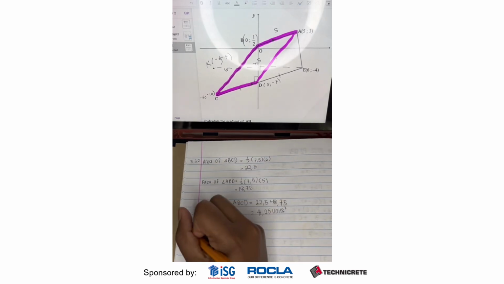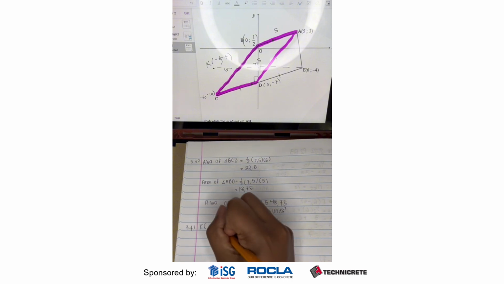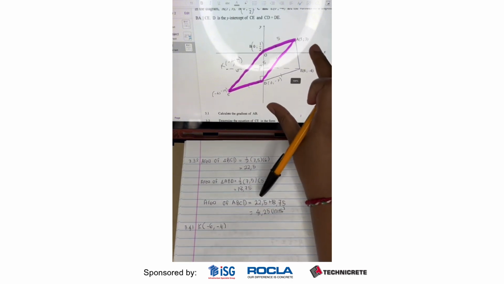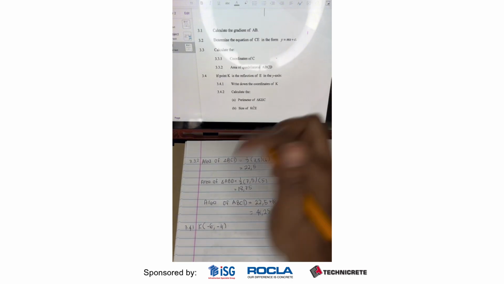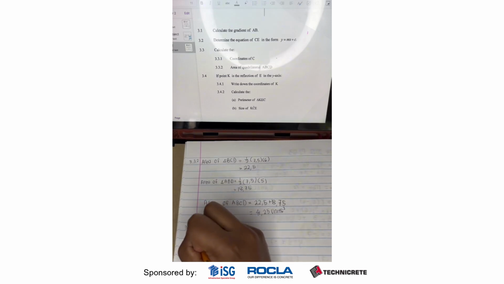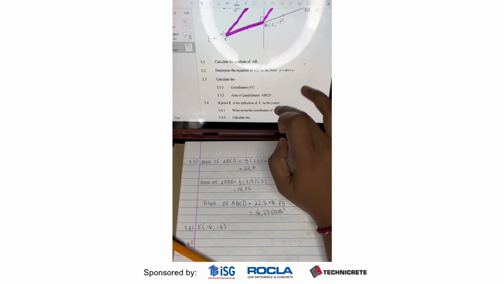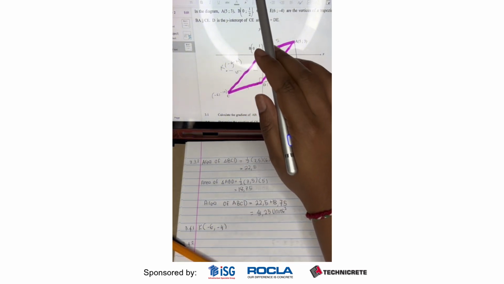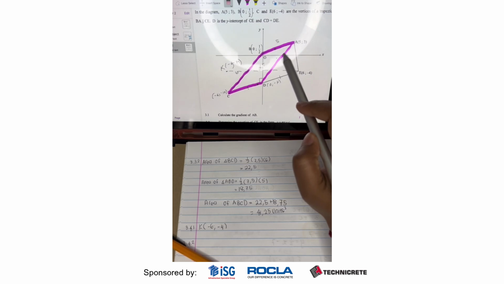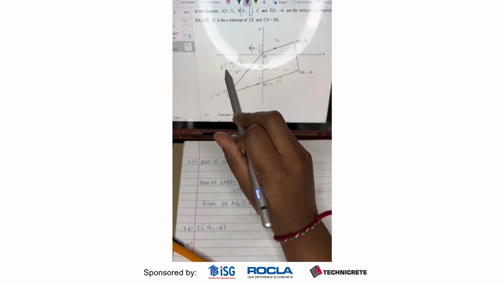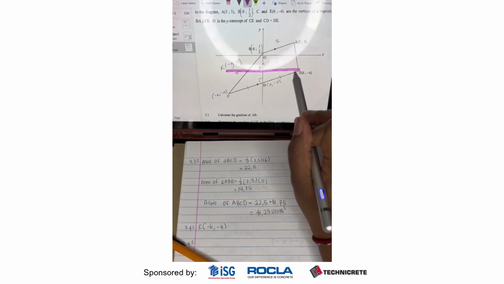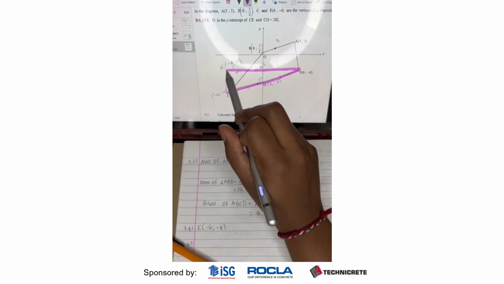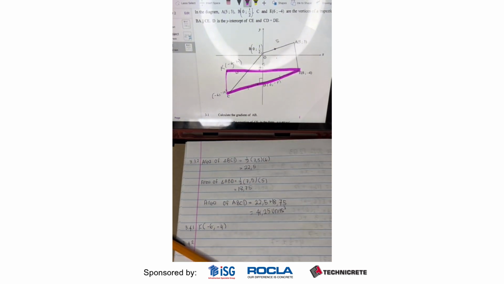So this is 3.4.1. K is going to be -6, -4. The next question says, calculate the perimeter of KEC. So they want us to calculate perimeter now, not area, of K to E to C. KEC. So let's take a look at what we have here.